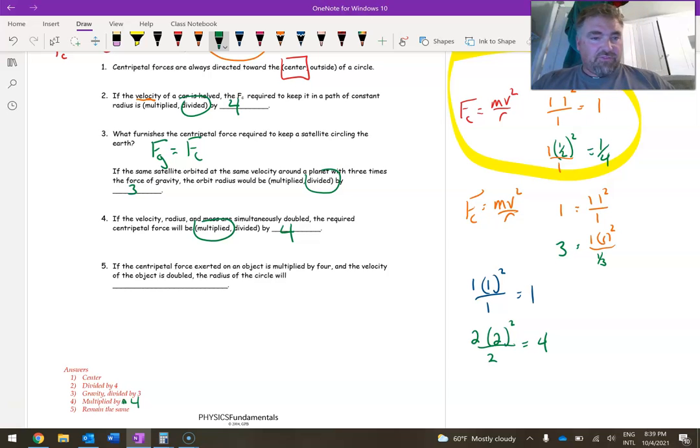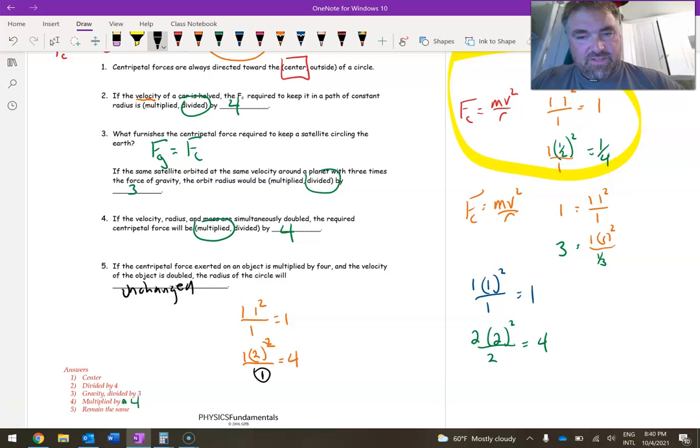And lastly, number 5, if the centripetal force exerted on the object is multiplied by 4, the velocity of the object is doubled. The radius of the circle will what? So here we go. Again, 1 times 1 squared over 1 is equal to 1. Now we're going to quadruple the force, so this is going to be 4 times as much. My mass stays the same. The velocity of the object is doubled, so now it's going to be 2 squared. If this is 2 squared, this is going to equal 4. So my radius is going to be the exact same. It's going to be unchanged.